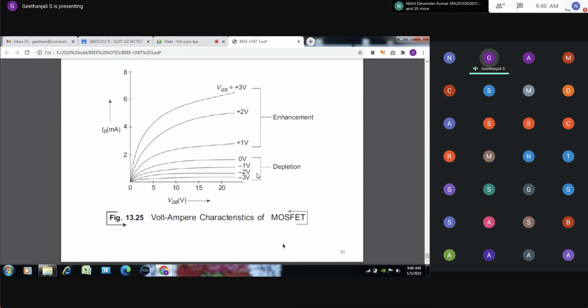Then up to some value of VDS, the curve will be linear. After a certain point, the ID gets saturated. There will not be any drastic change in the ID. This is the VA characteristics of the MOSFET.